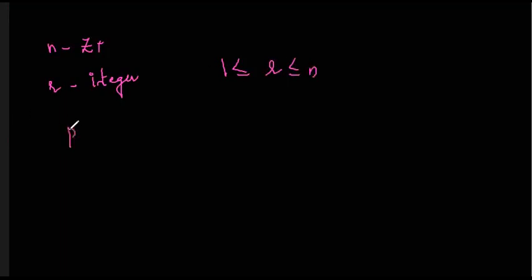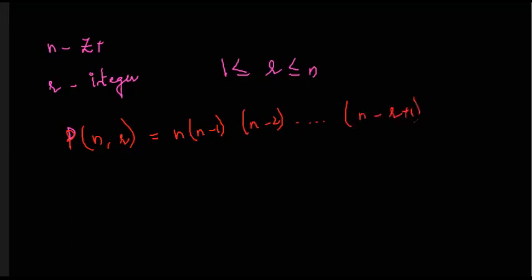Then NPR can also be written as P of n comma R, which will be equivalent to n into n minus 1 into n minus 2 and so on till n minus R plus 1. So the same formula NPR can also be written in this way, n factorial by n minus R factorial, or it can be written in this way. Both the things are the same. And R-permutations of a set of distinct elements are written in this way.